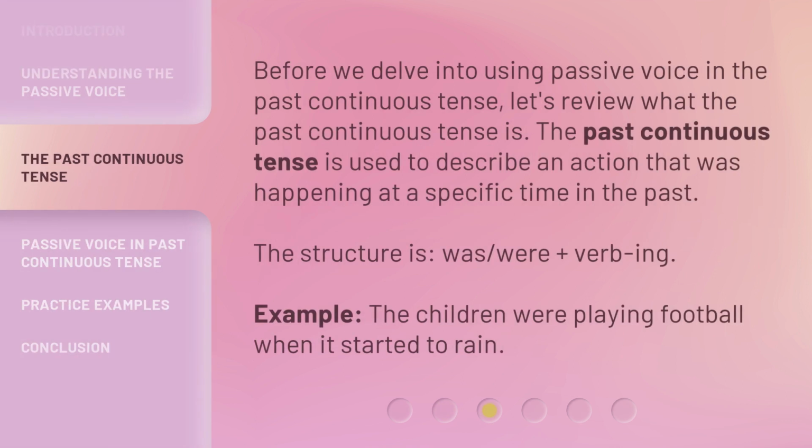Before we delve into using passive voice in the past continuous tense, let's review what the past continuous tense is. The past continuous tense is used to describe an action that was happening at a specific time in the past. The structure is was, were plus verb ing. Example: the children were playing football when it started to rain.